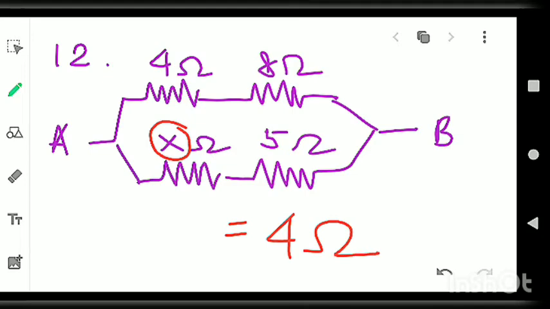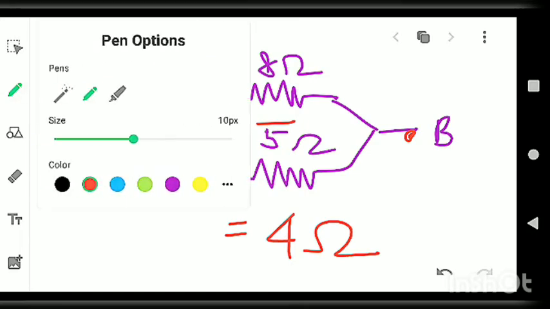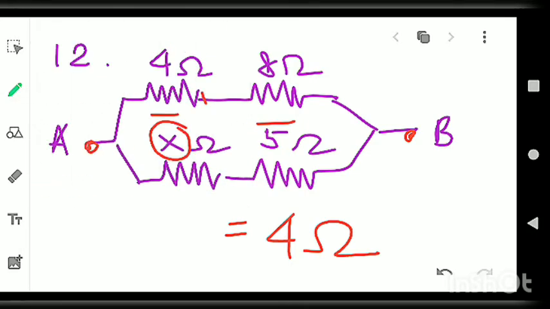So this is our target: what should be the value of X to get a 4 ohm resistance between these two points. So let's see what is with the upper portion of the circuit. Now 4 ohms and 8 ohms are connected in series. So this 4 ohm and this 8 ohm are connected in series. So this upper portion of the circuit gives us 4 plus 8, 12 ohms in total.